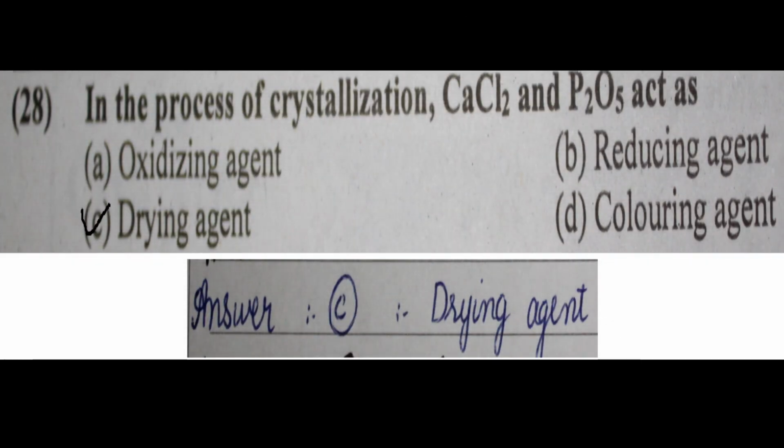Next is, in the process of crystallization, CaCl2 and P2O5 act as. So they act as drying agent, and the thing to remember is that with these two, silica gel also acts as drying agent in the process of crystallization.